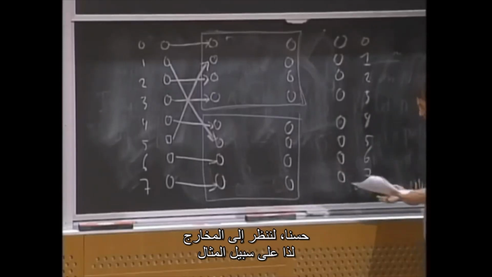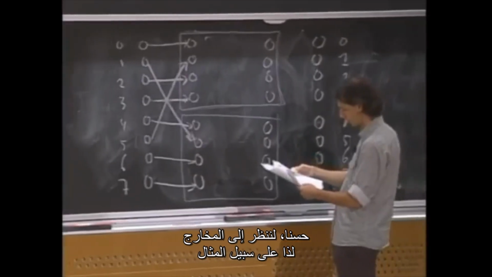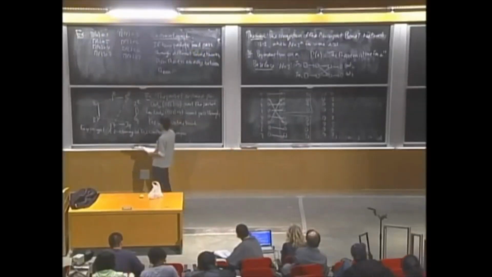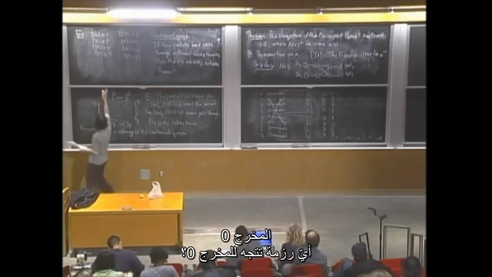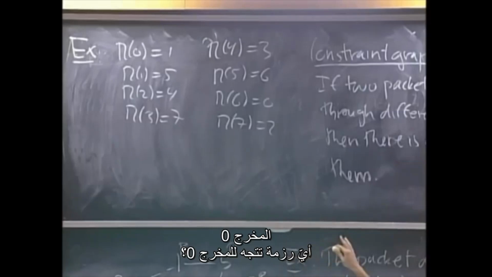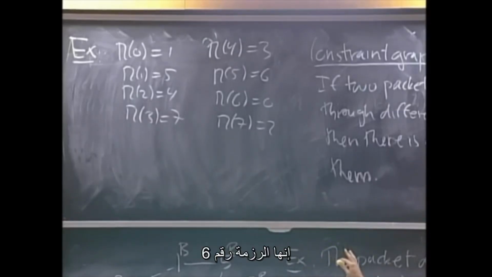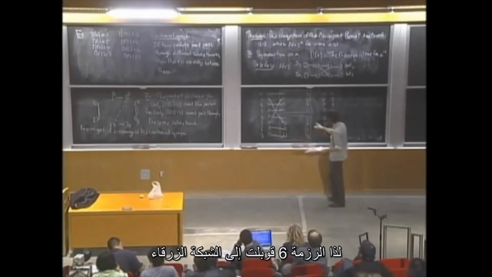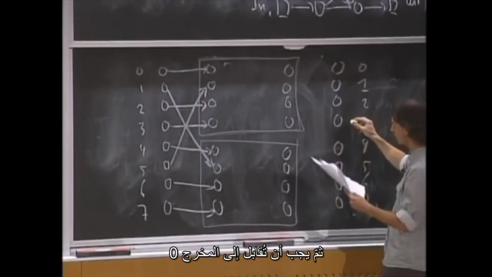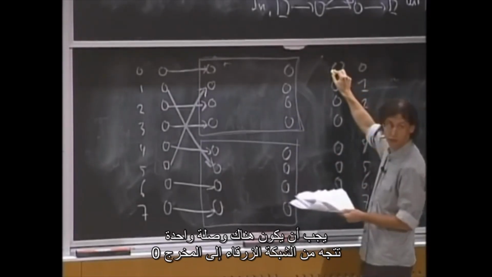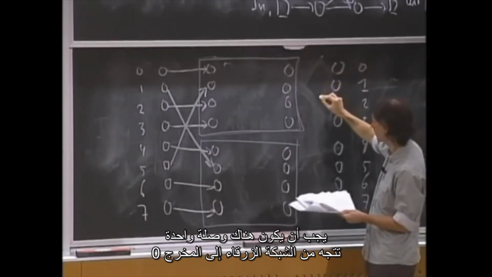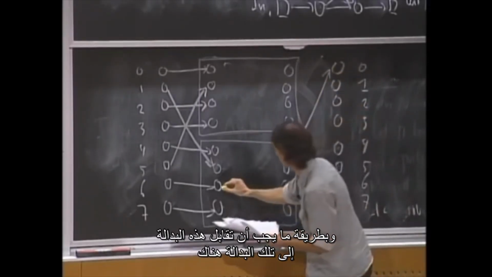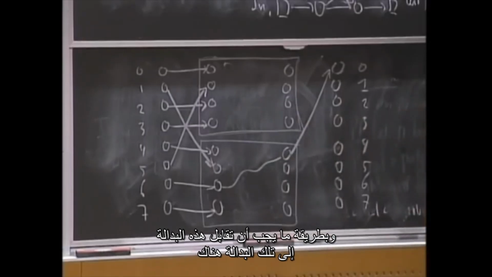Okay, let's look at the outputs. So, for example, let's have a look at output 0. Which packet is mapped to output 0? It's packet number 6. So 6 was mapped into the blue network, and then it needs to be mapped to output 0. So it's only one edge that goes from the blue network to output 0, which is this particular one. And then somehow this one needs to be mapped to this one over here.